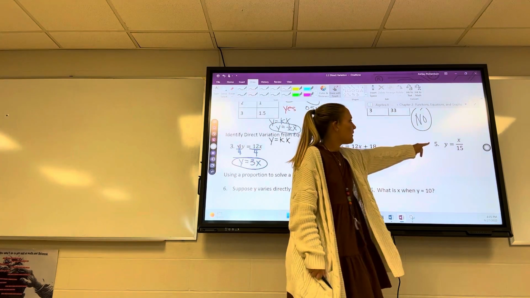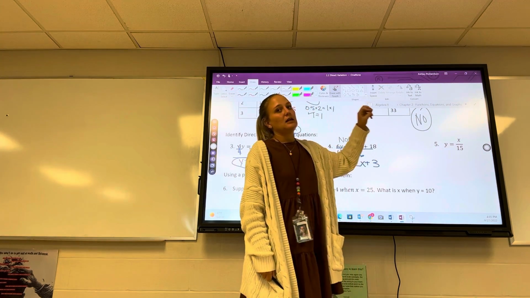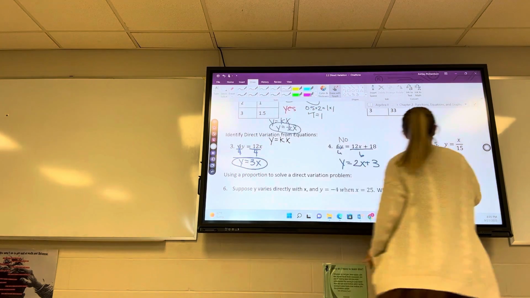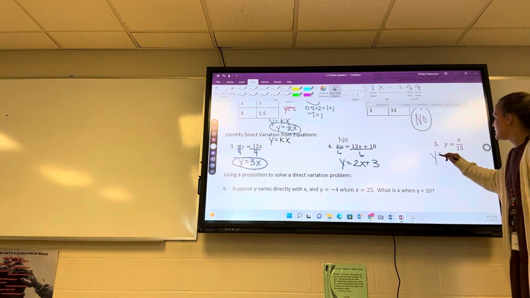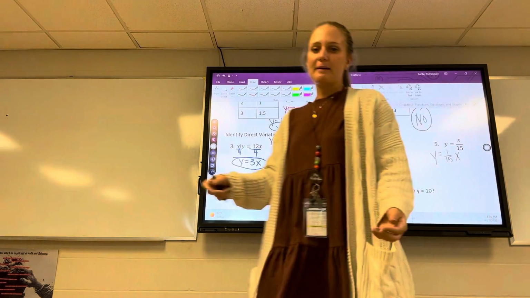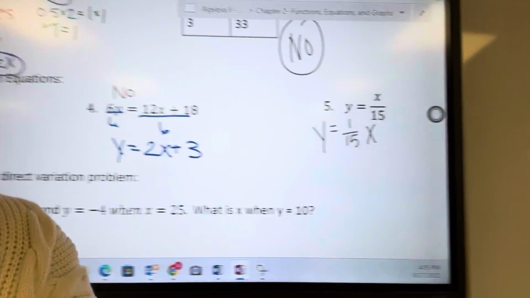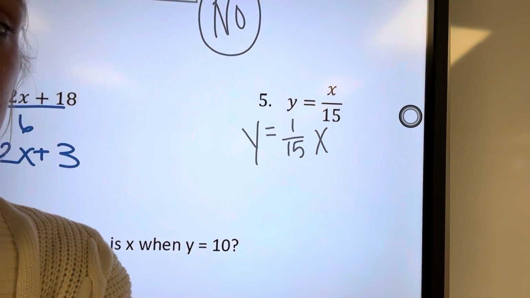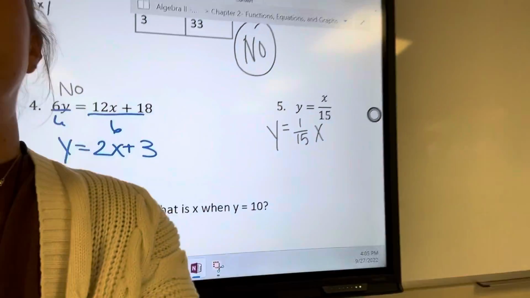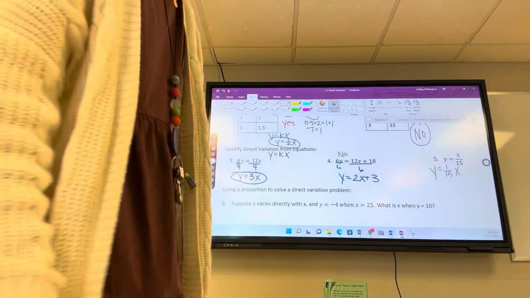On my last one, y equals x over 15, this one's kind of confusing because it looks like it's being divided by 15, but I could rewrite that to be y equals 1/15 x, because dividing by 15 and multiplying by 1/15 is actually the same thing. And so if I multiplied like that, then it is a direct variation, because I could just multiply it by 1/15. And so yes, it is a direct variation, and the constant of proportionality is 1/15.